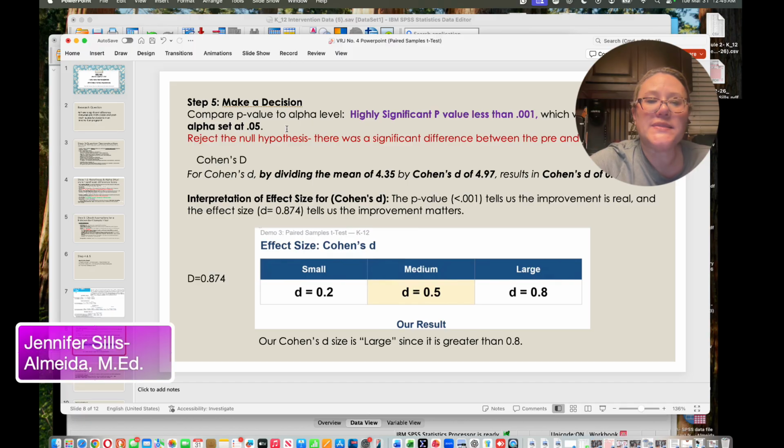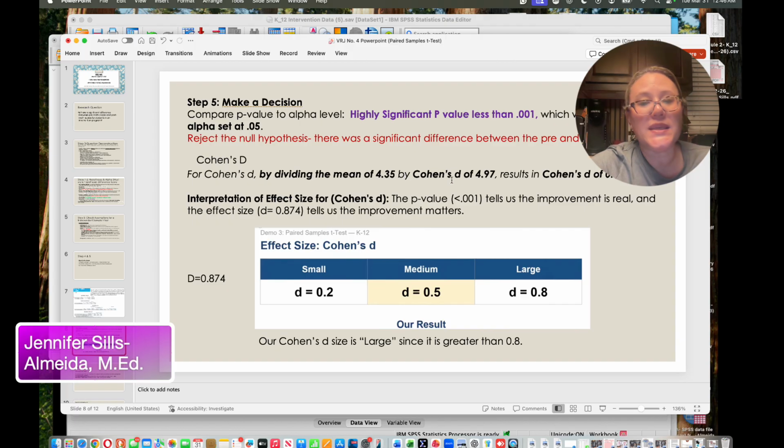So we have to make a decision. Do we have a highly significant p-value less than 0.0001? And since it was less than the alpha of 0.05, yes, it was significant. We're rejecting the null hypothesis since there was a significant difference between the pre and post math tests.